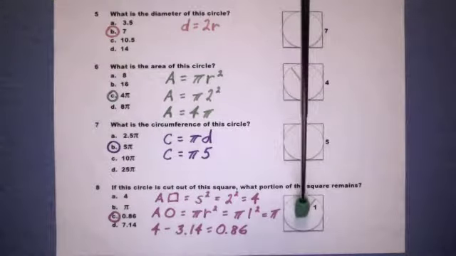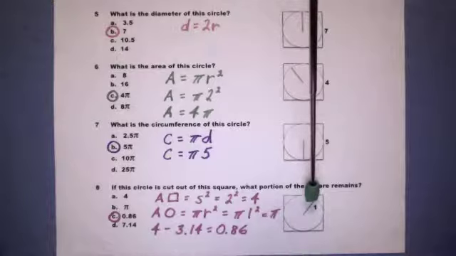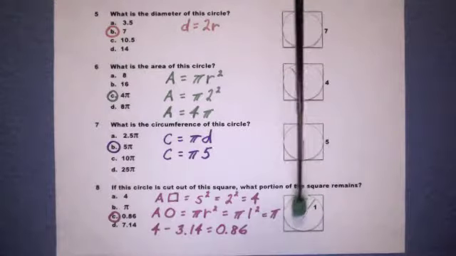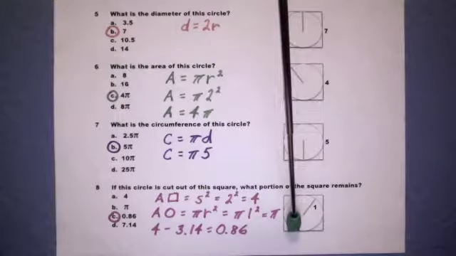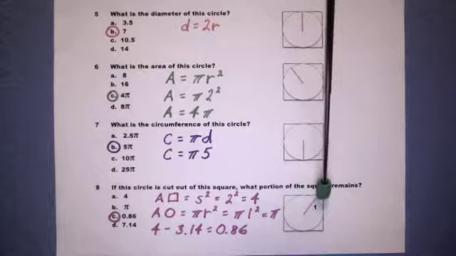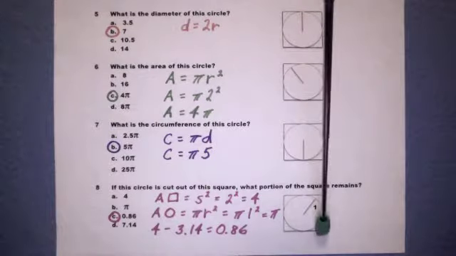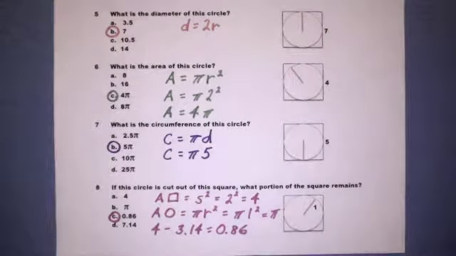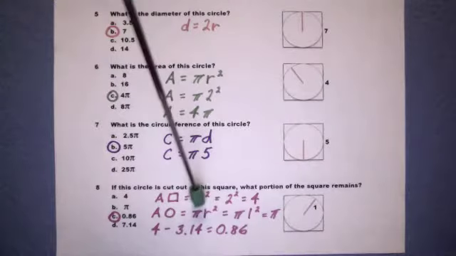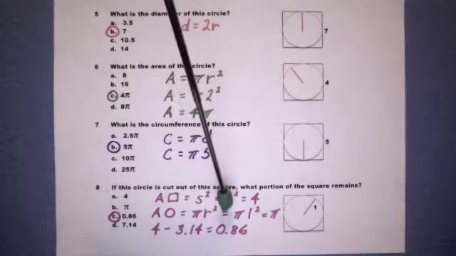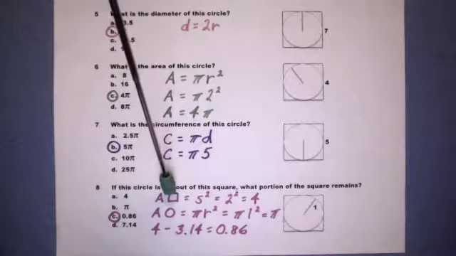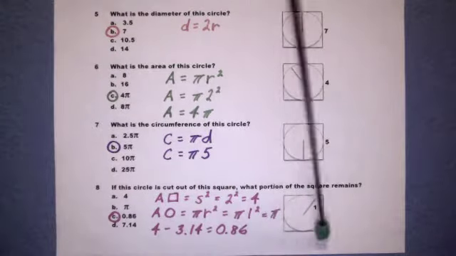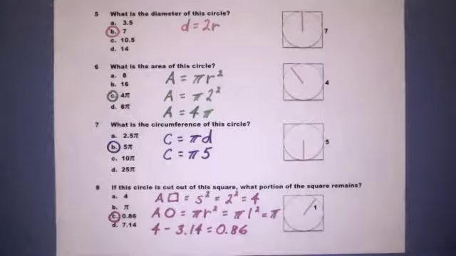Now they tell us the radius of the circle is 1. Therefore the diameter of the circle is 2. If the diameter of the circle is 2, then the length of the side of the square is also 2 units. So the side S is 2, so 2 squared is 4. The area of this square, the block of wood, is 4 units squared.